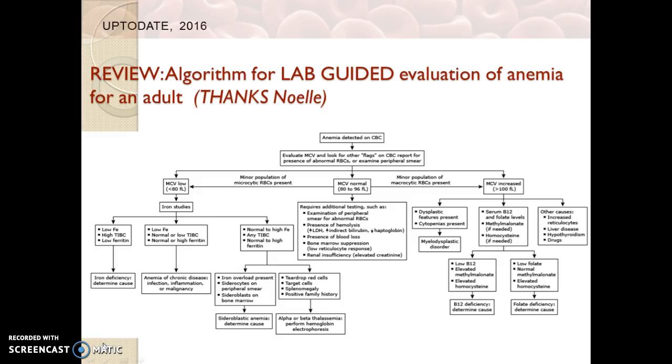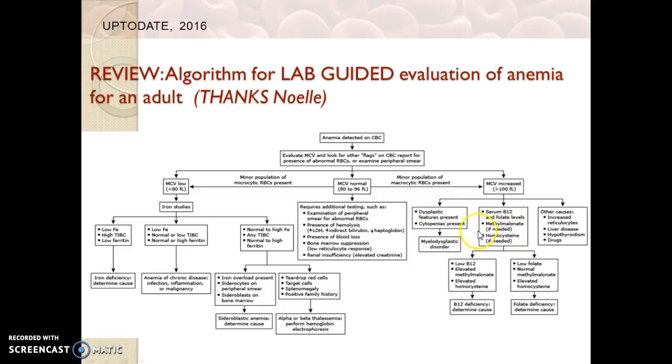And now going all the way back to the large algorithm earlier on, look all the way to the right and we see our large MCV, or large cell size. And what we're finding is that we are going to have a variety of other things that we're going to look for. Some of these other causes over here, we think about liver disease, hypothyroidism. Certain drugs can cause this. We may have a myelodysplastic disorder where we have some important things that are going to show up in the smear.